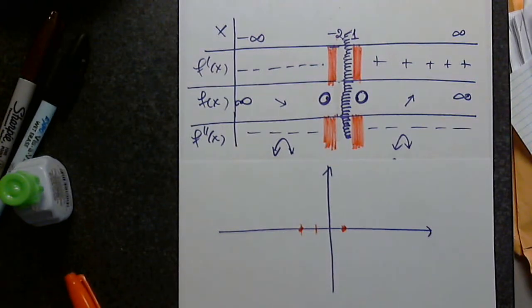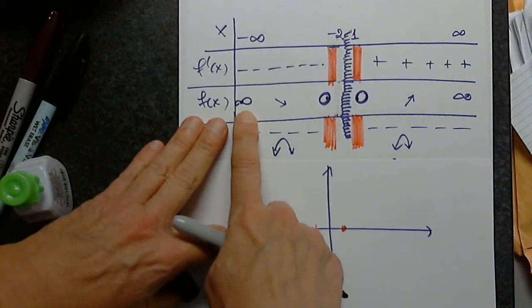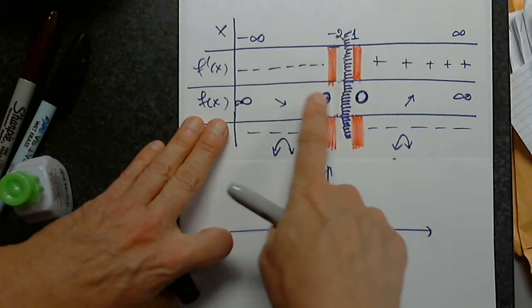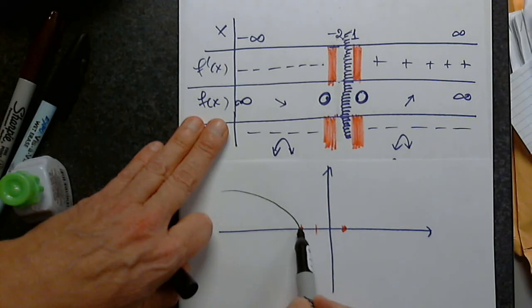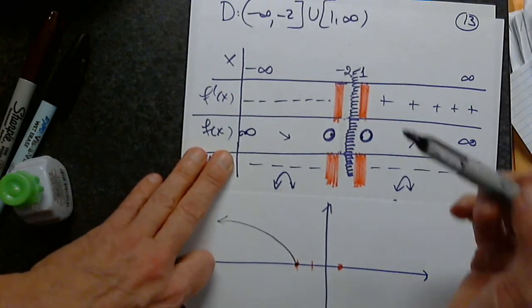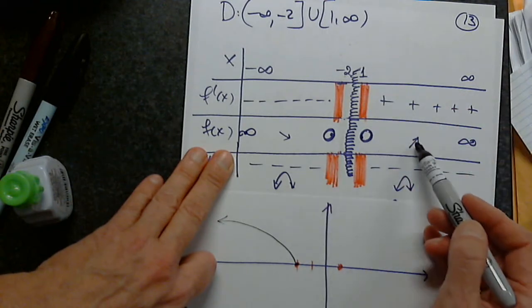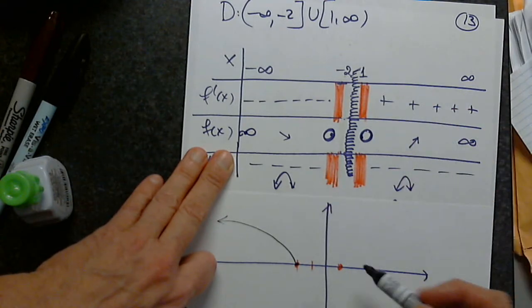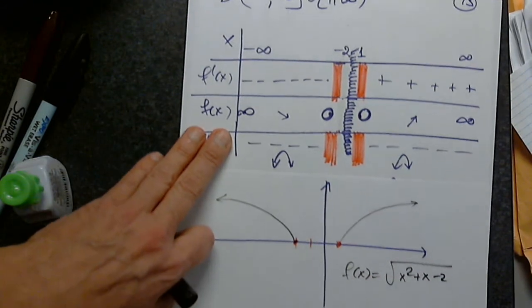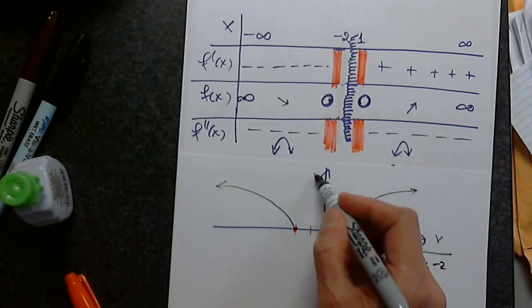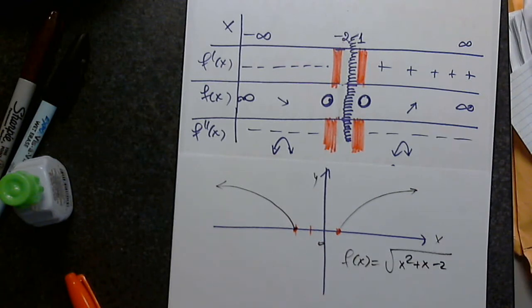Ready? From positive infinity, the function comes down to -2, 0, decreasing and opening downward. From 1, 0, the function is increasing towards infinity, opening downward. So this is f of x, the square root of x squared plus x minus 2. But we did determine everything by hand.